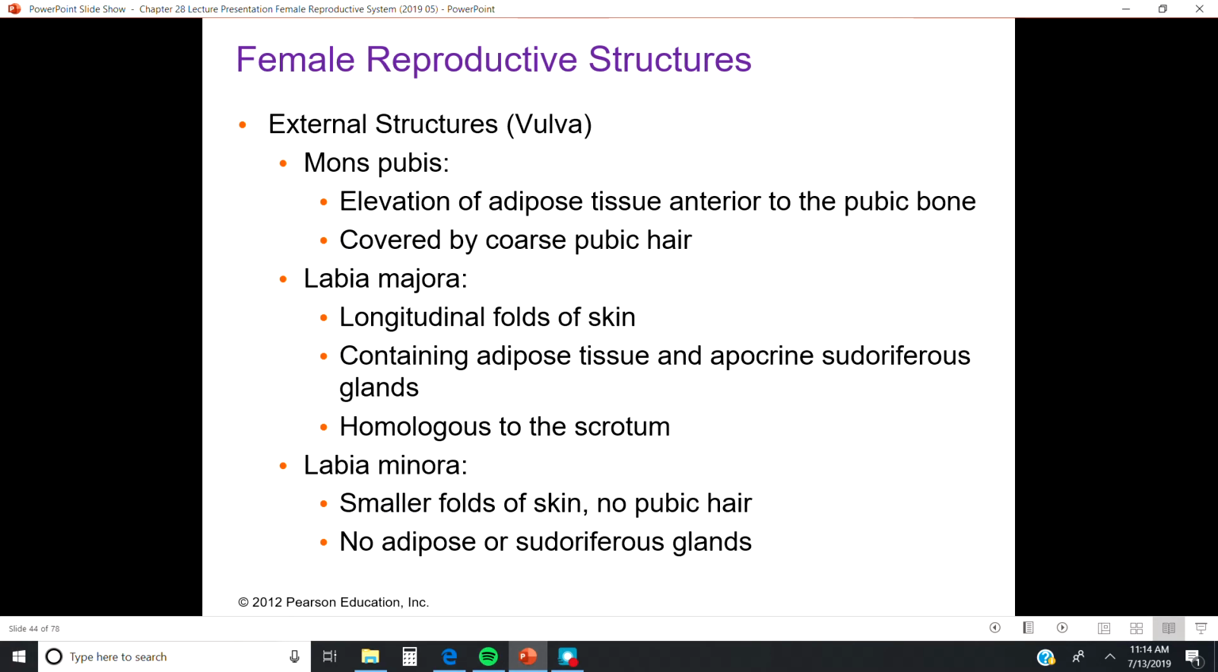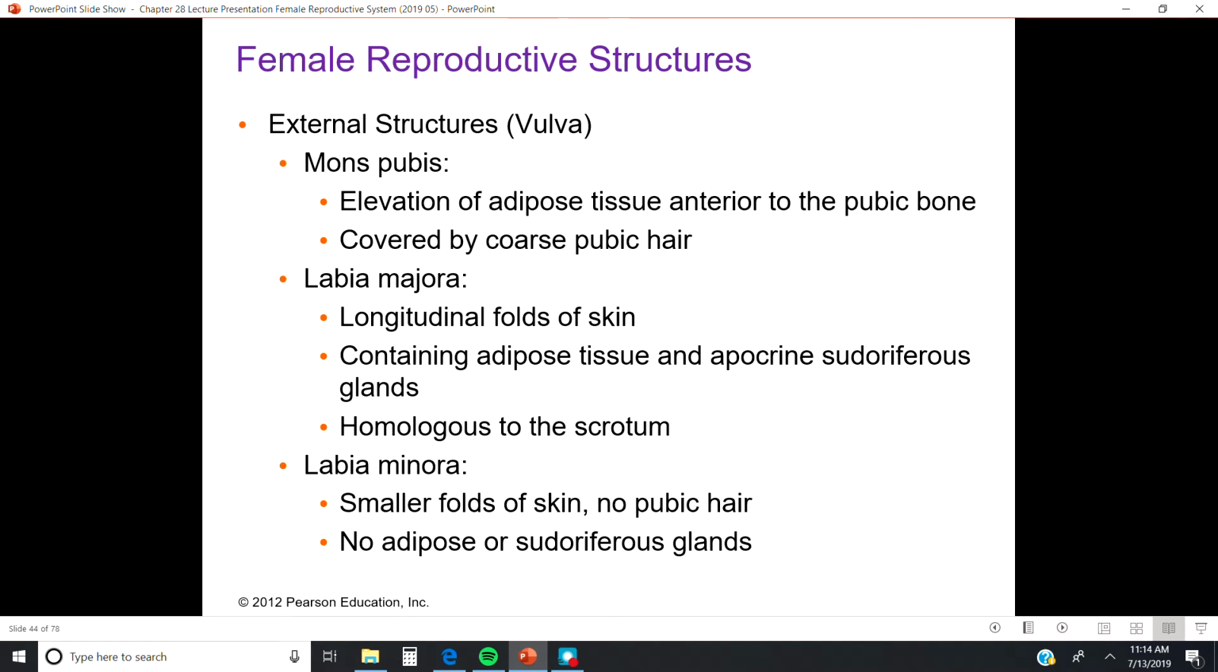So the first one is known as the mons pubis. Just in front of the pubic bone, there's more of a deposition of adipose tissue. That raised area is known as the mons pubis. It's typically covered by a coarse pubic hair. I'll show you a picture in a moment. Let me describe these two structures also, and then they're all on the same picture.